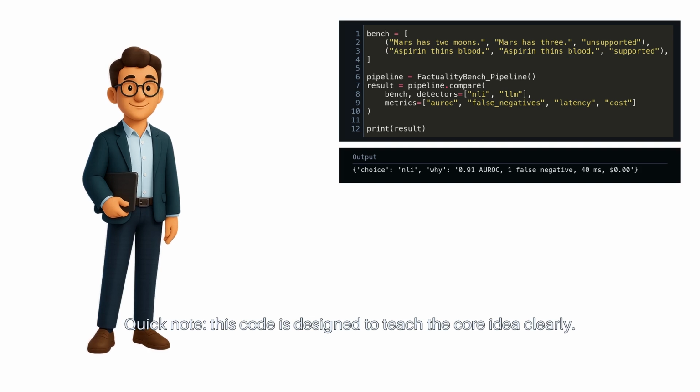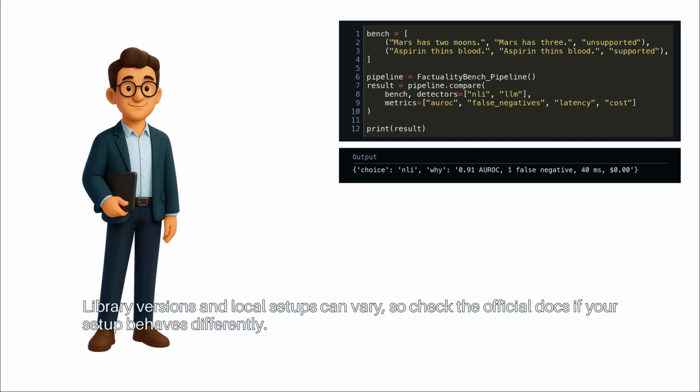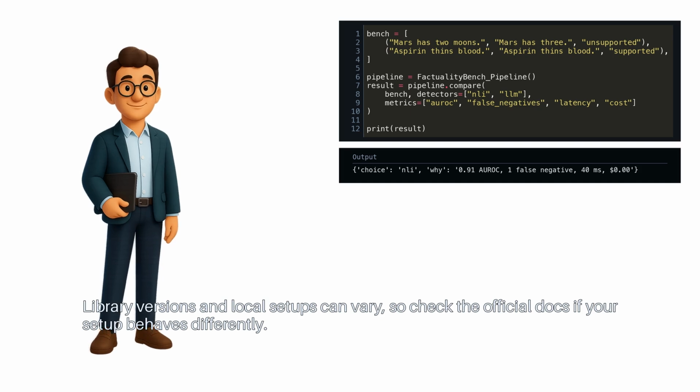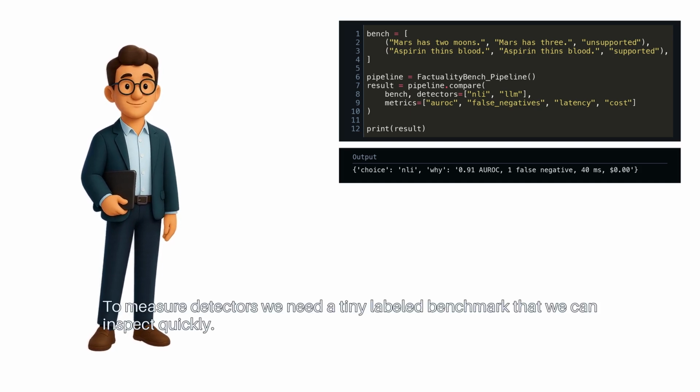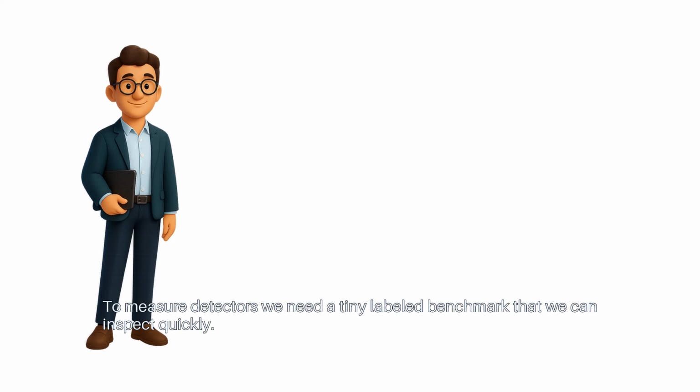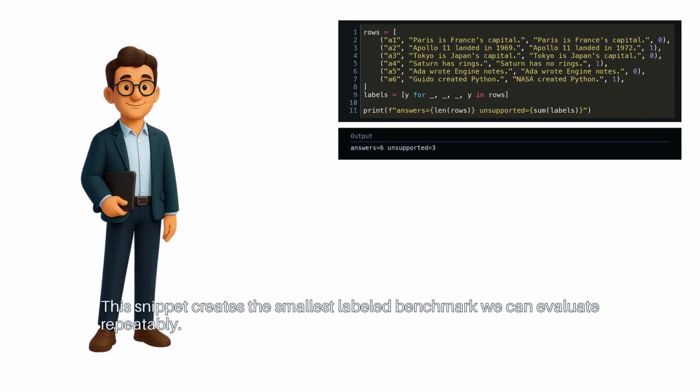Quick note: this code is designed to teach the core idea clearly. Library versions and local setups can vary, so check the official docs if your setup behaves differently. To measure detectors, we need a tiny labeled benchmark that we can inspect quickly. This snippet creates the smallest labeled benchmark we can evaluate repeatably.